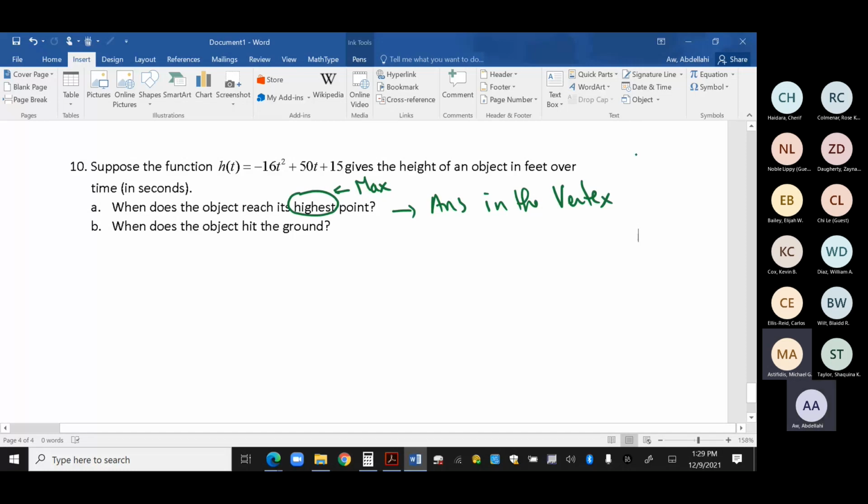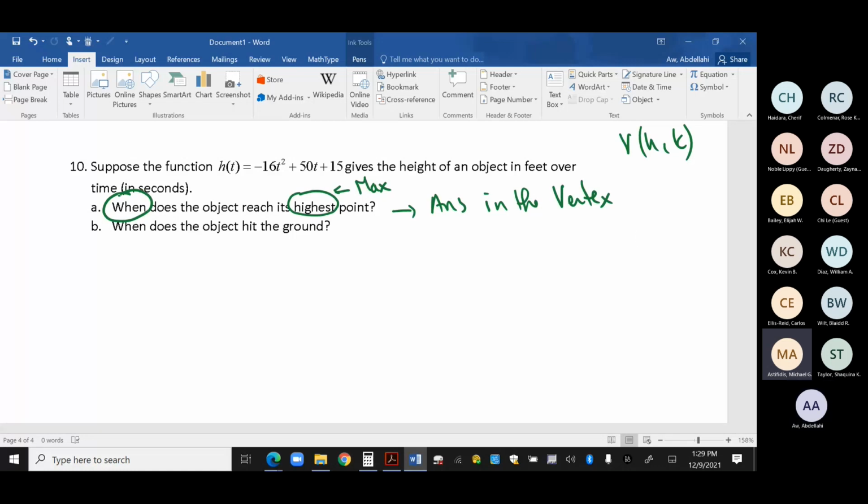Now, the vertex has 2 coordinates. It has an H, it has a K, right? This question right here, when the object will reach the highest point, is this the H or the K? Which one of them is the answer? The K? I think because when does the object reach the highest point? When? I'm not saying what is the highest point. I'm saying when it's going to reach it.